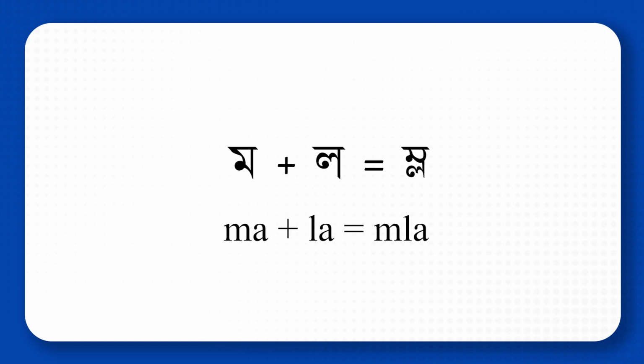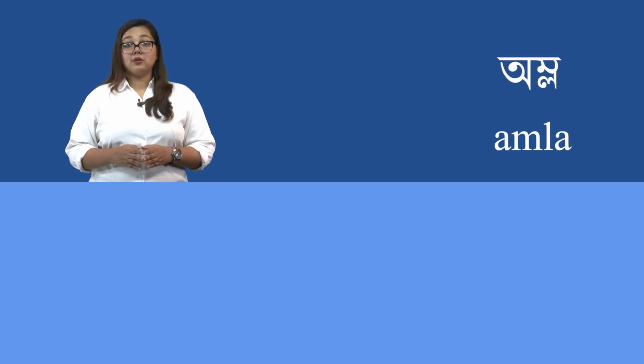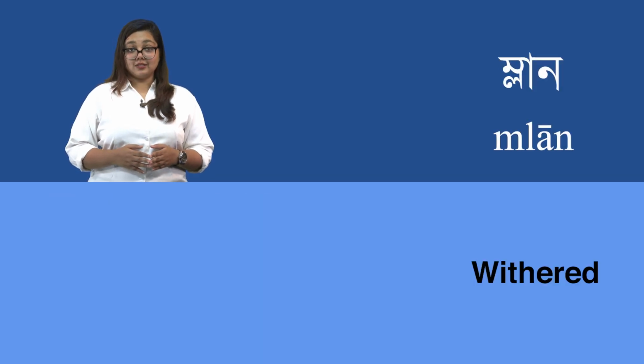The next cluster is ম-এ-ল. The conjunct is formed when Banjan Borno ম and ল come together as a cluster. The first member changes its shape, though the latter retains. In words, we can get Omlo, which means acid, and Mlan, which means withered.